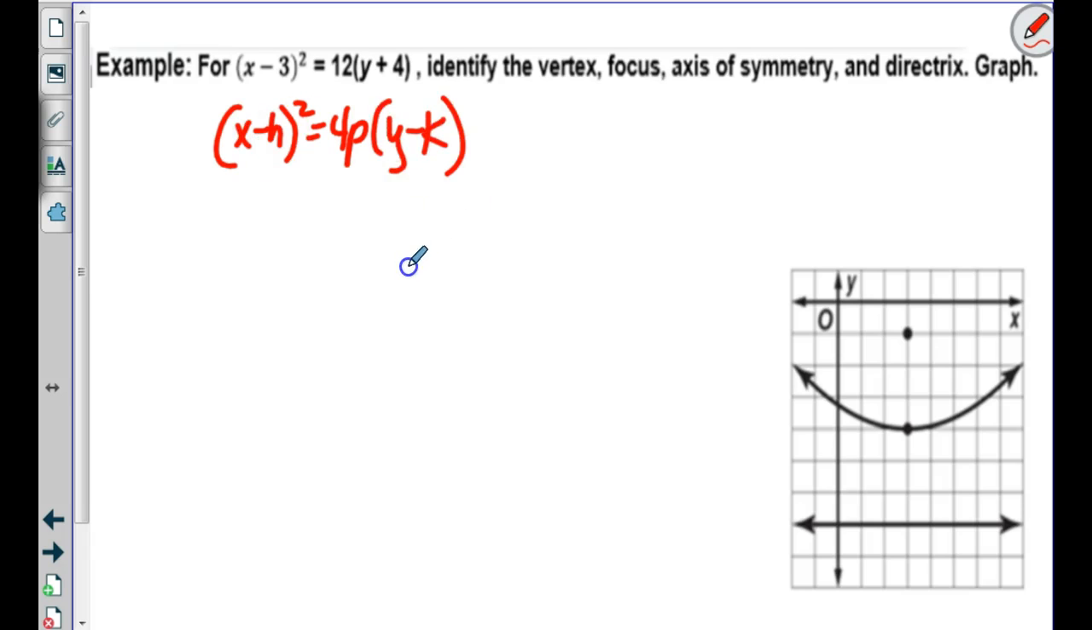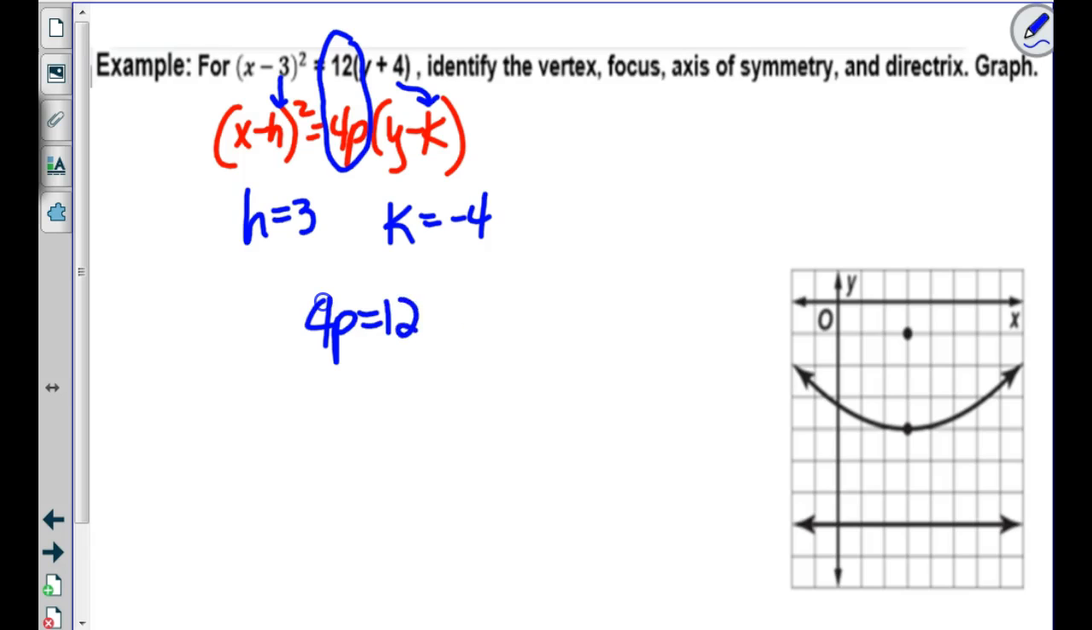Why did I pick that formula? Why didn't I do y minus k quantity? Because this was an x that was being squared, so I just wrote the one underneath that matches. That makes sense? All right, so what can you tell me h is? H is 3. K is, be careful, -4. And in here we have 4p equals 12, so p equals 3.